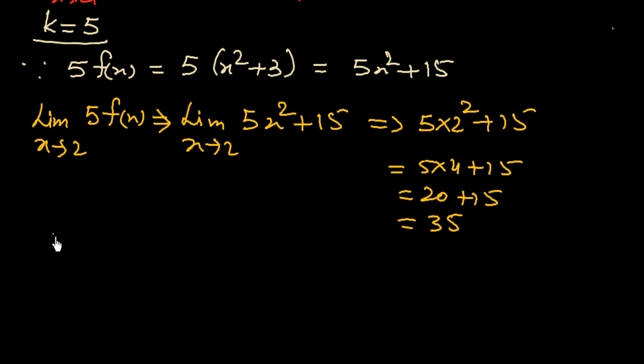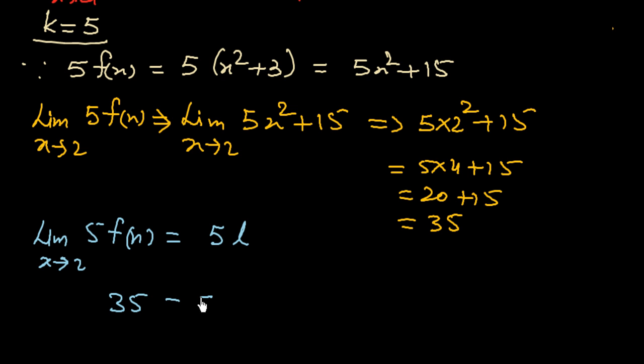And now we have to verify limit x tends to 2 for 5 into f of x is equal to 5 into L. So we know this, it is 35, and L we know that it is 7. So 35 is equal to 35. We have proved this one.